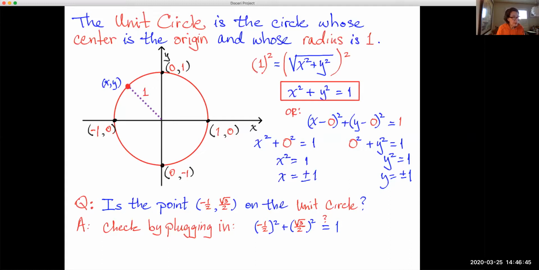So when we square -1/2, we get +1/4. And if you square √3/2, you get +3/4. And it looks like that equation is true. 1/4 plus 3/4 should be a whole pizza, right? So that means that point that I gave you, -1/2, √3/2, lies on that unit circle.